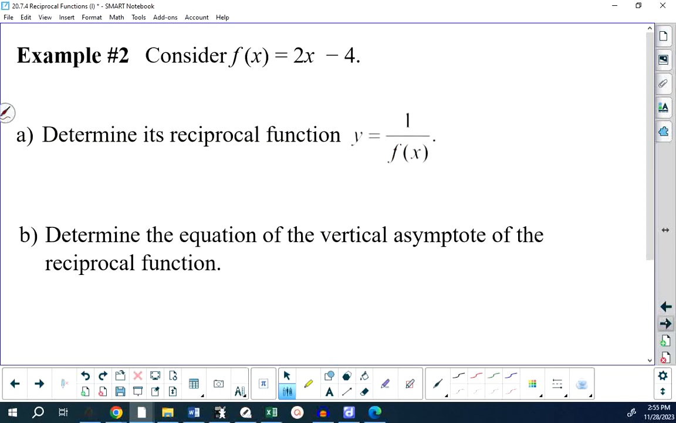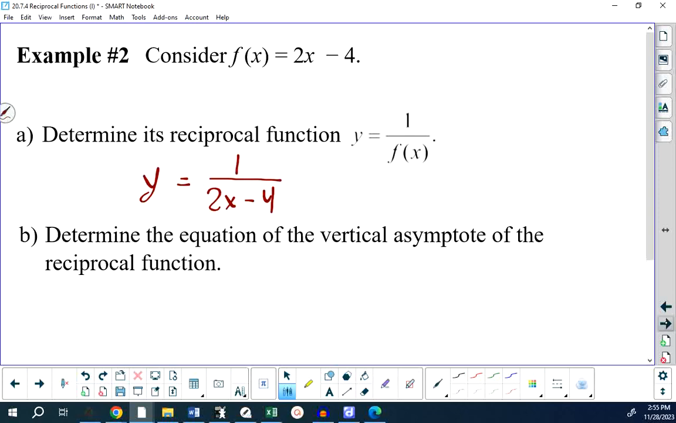So, consider the function f of x equals 2x minus 4. Would it be a safe bet for me to say to you that I expect you to know what 2x minus 4 looks like as a graph? It's a grade 9 thing, actually. You should know by looking at that the slope of that line is 2 and the y-intercept is -4. What is the reciprocal function? I'm not trying to trick you here. If the function is 2x minus 4, the reciprocal function is 1 over 2x minus 4. It's that simple. What is the equation of the vertical asymptote?